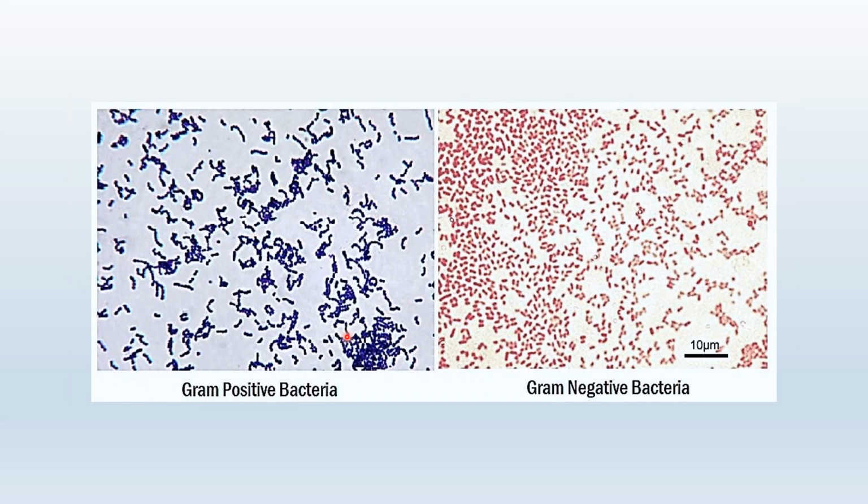After making the slide, we will see these gram positive cells that are blue or purple colored under microscope, and these are gram negative that would be pink or red colored.